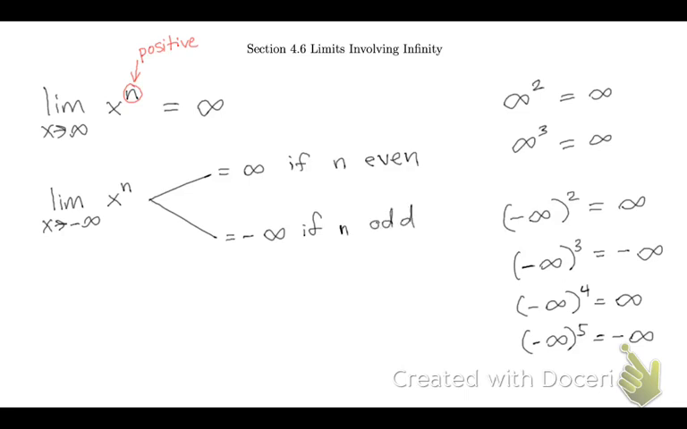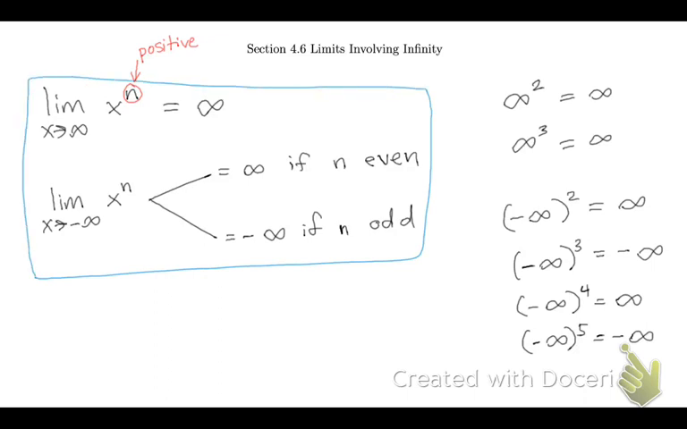Okay, so if we keep these rules in mind, then we can answer pretty much any limit as x goes to infinity for polynomials. Okay, so let's do a couple of examples. Limits as x goes to positive or negative infinity of a polynomial.